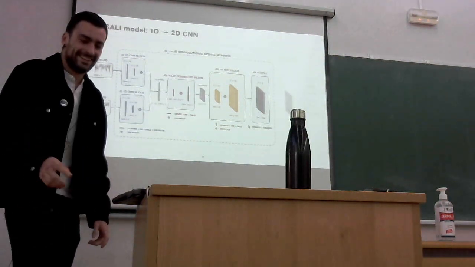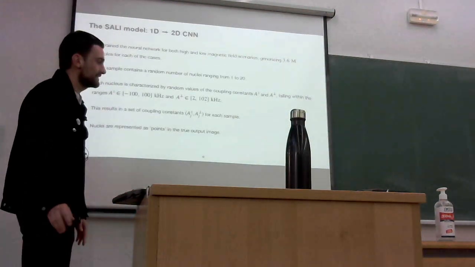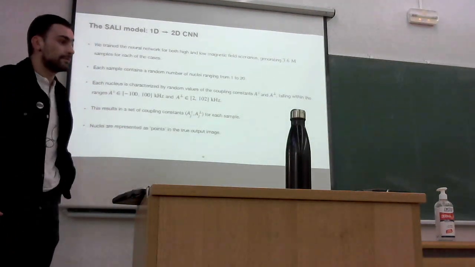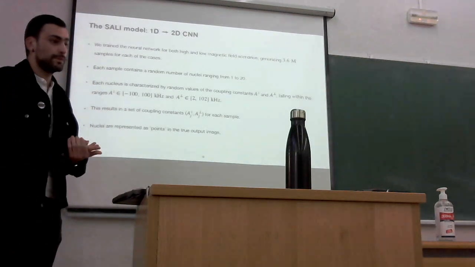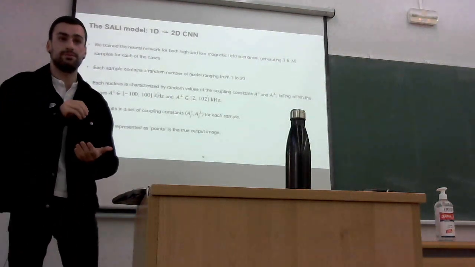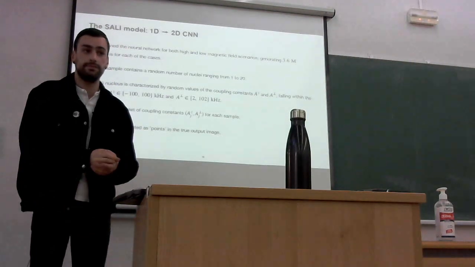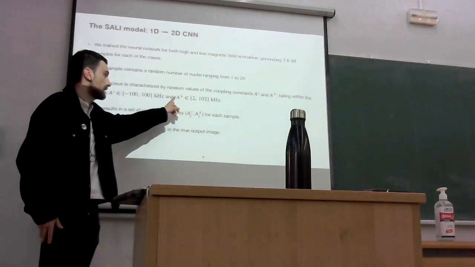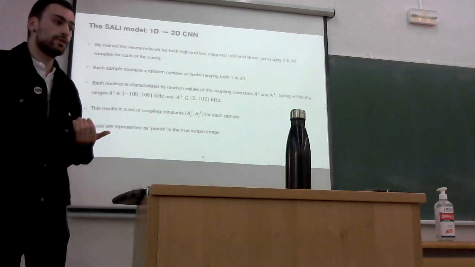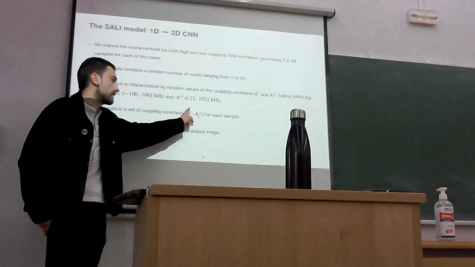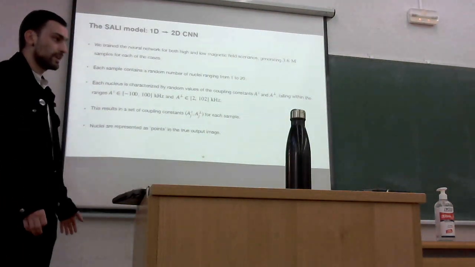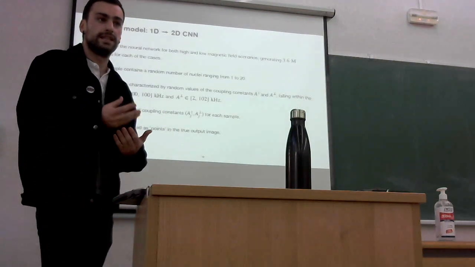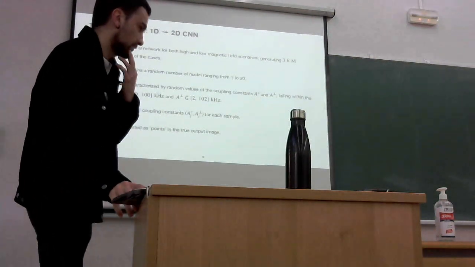So that's it. And these are some technical details: we train the network for both high and low magnetic fields using 3.6 million samples, and each one of the samples contains a random number of nuclei between 1 and 10 with random parameters of A_z and A perpendicular in these ranges that we see right here. So in the end, each sample contains a set of A_z and A perpendicular. As I said, these nuclei are represented in the output as points, and you simulate the input signals with these parameters, of course.